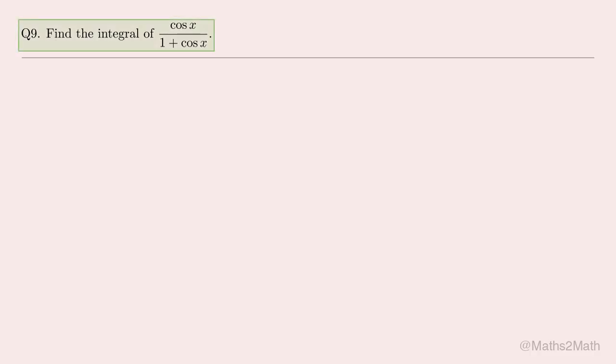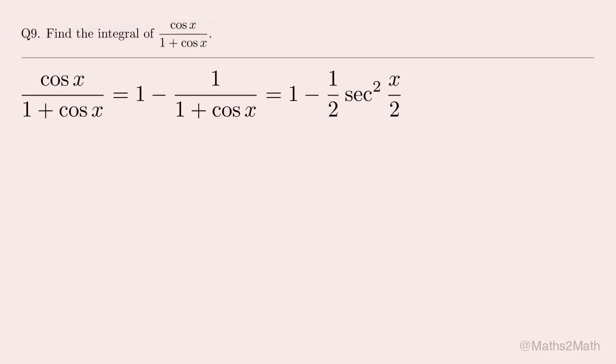Question 9. Cosine over 1 plus cosine. Add and subtract 1 upstairs. The remainder is a half-angle secant squared. Split off 1. The leftover is minus 1 over 1 plus cosine, which is minus half secant squared of half x. Integrate.